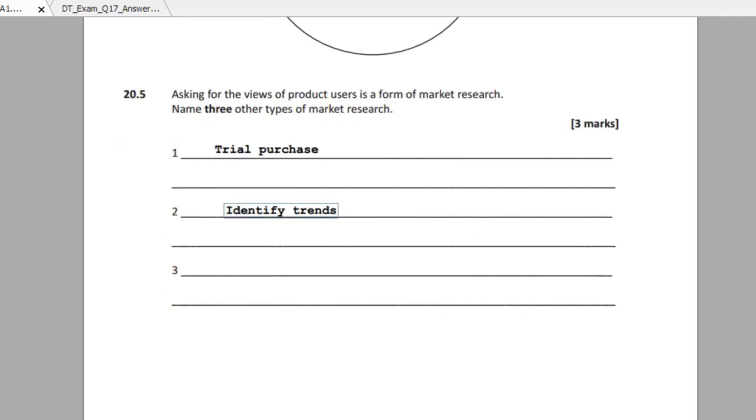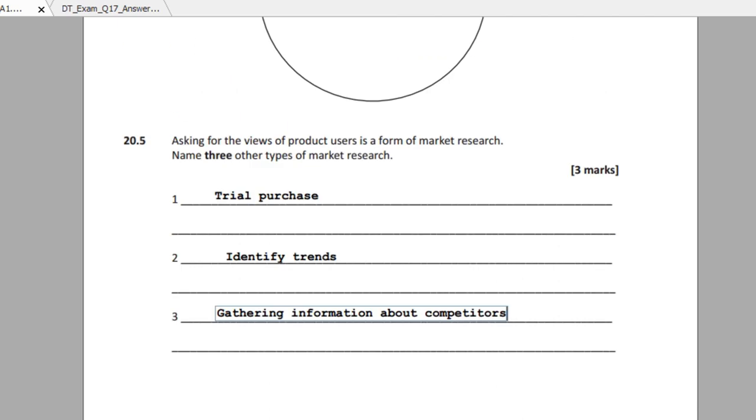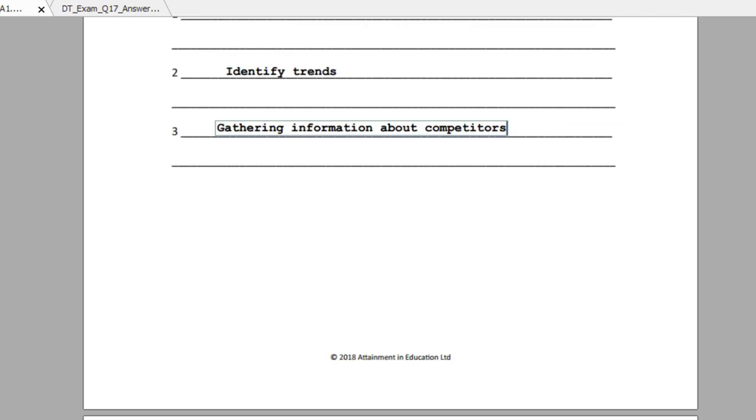Okay. Gathering information about competitors. Okay. So you also have specialist companies like Mintel that do that as well. They gather information about competitors and then sell that market research, which costs thousands, to companies. Okay, so that's how you would answer that question there.